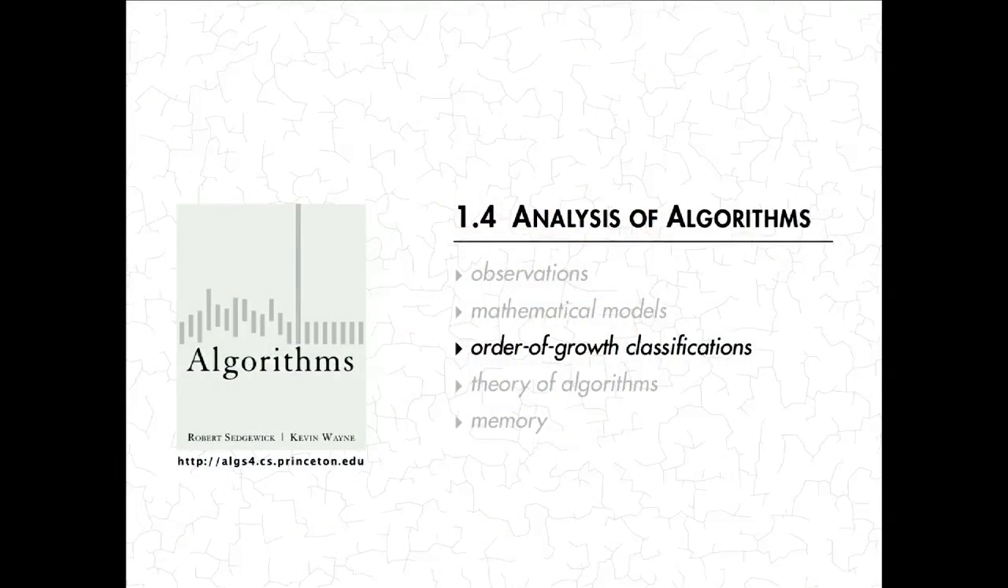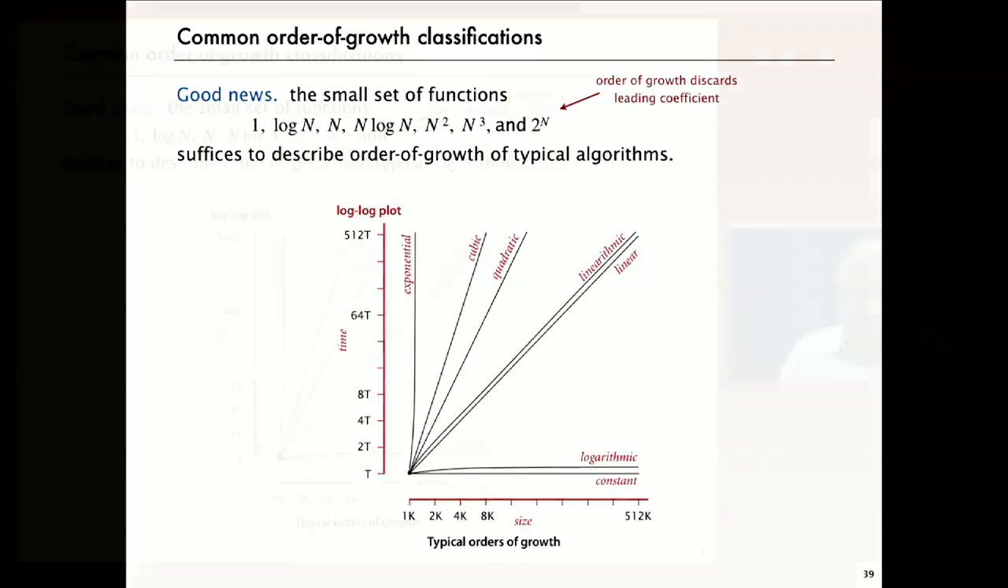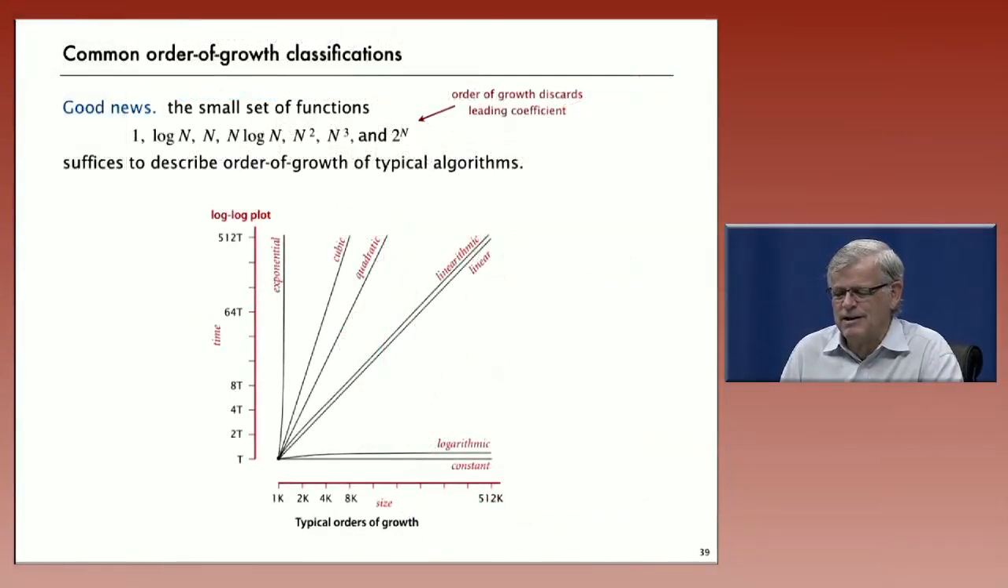Now, fortunately, when we analyze algorithms, not too many different functions arise. That property allows us to classify algorithms according to their performance as the problem size grows. So that's what we'll talk about next. The good news is there are only these few functions that turn up for the algorithms we're interested in. We can craft things that have other functions, and there are counterexamples to this. But a great number of the algorithms that we consider are described by these few functions that are plotted here.